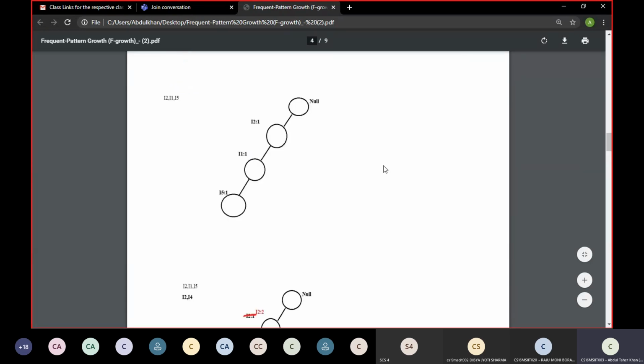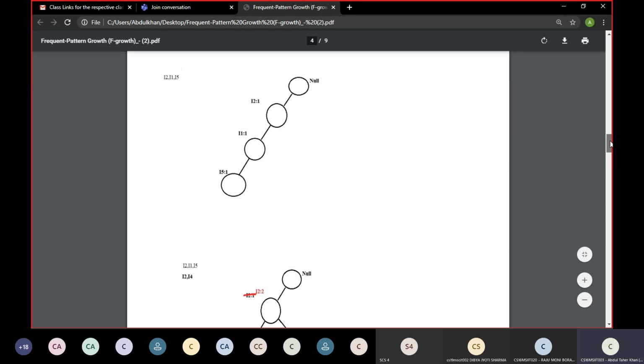For constructing the FP tree, we will take the root node, which we can call null or root. Then we construct nodes. If there is no node, we will construct a new node on the left hand side. So first I2 with an initial count of 1. Next, from I2 we go to I1 with an initial count of 1. Next I1 to I5.